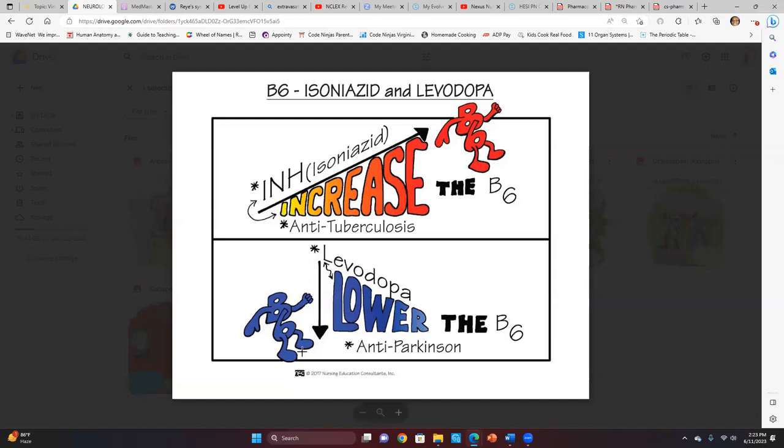The next medication for Parkinson's disease, I'm going to put it into the chat, is selegiline. So this is an MAOI.